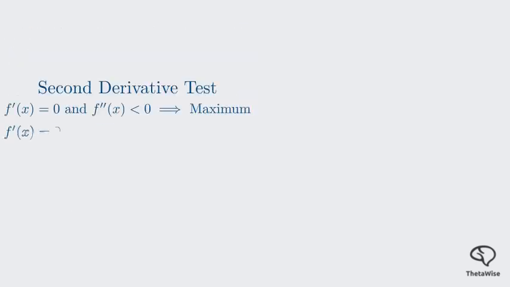The second derivative test is a very useful shortcut. If the first derivative is 0 at a point, you can check the second derivative. If it's negative, you have a maximum. If it's positive, you have a minimum. We call this the second derivative test. These steps are our roadmap. Let's get started with our first example.